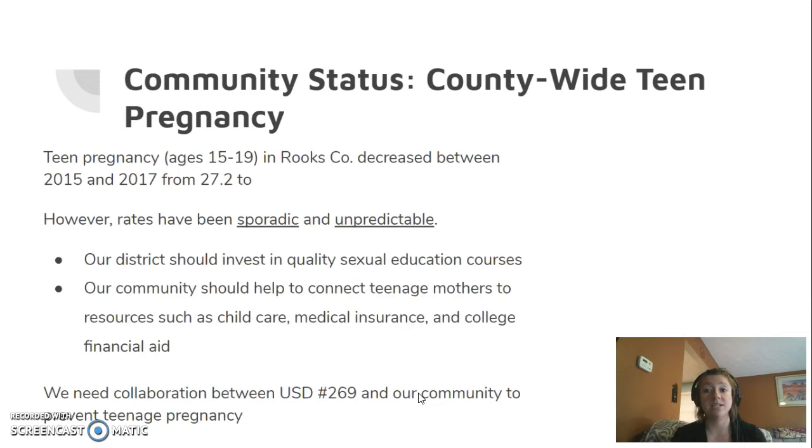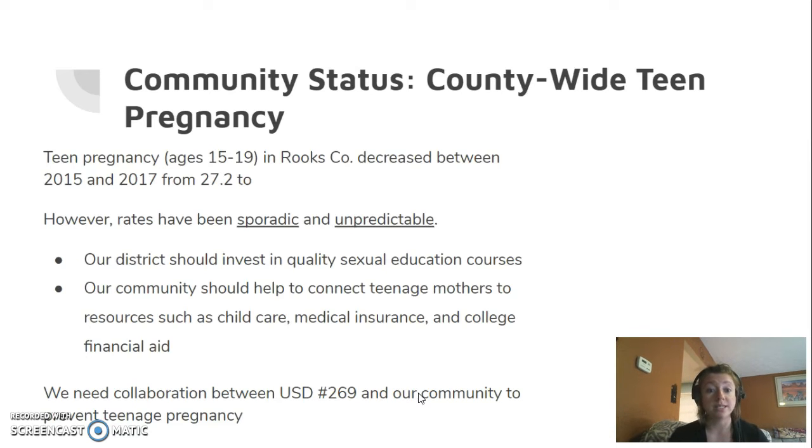The third point that I wanted to talk to my staff about is the community status of countywide teen pregnancy rates between the ages of 15 and 19. We actually decreased our rates overall from 2015 to 2017, but these rates have been sporadic and unpredictable. You'll see in the next slide how, over a 3-year span, these rates have been kind of all over the charts. And so we want to try and be proactive and do something about it before it becomes an even larger problem for our teens.